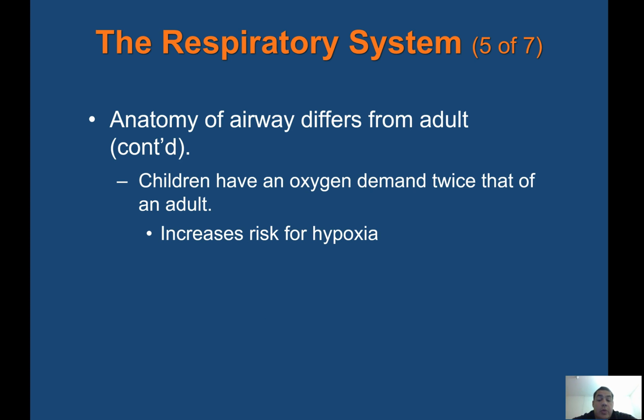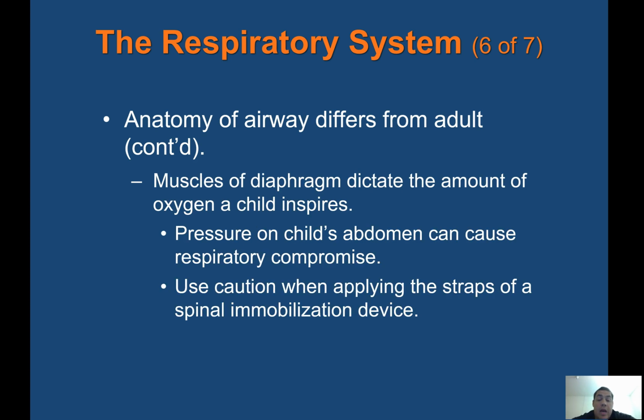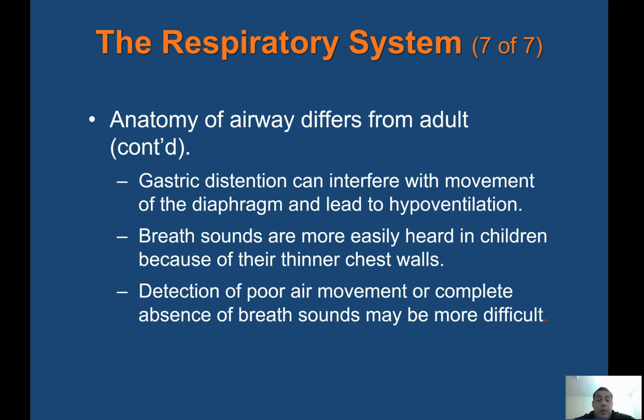Children have an oxygen demand twice that of an adult, which increases the risk for hypoxia. Muscles of the diaphragm dictate the amount of oxygen a child inspires. Pressure on a child's abdomen can cause respiratory compromise. Use caution when applying the straps of a spinal immobilization device.